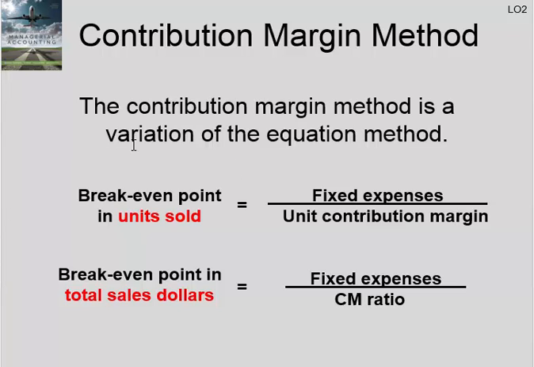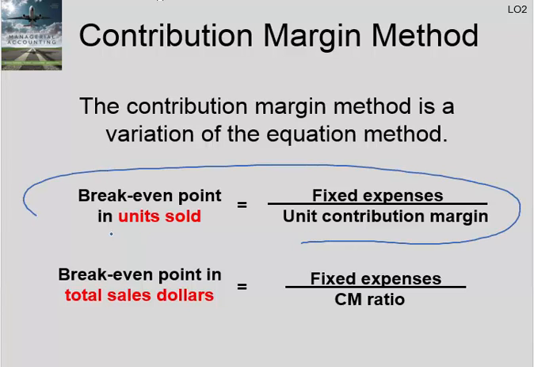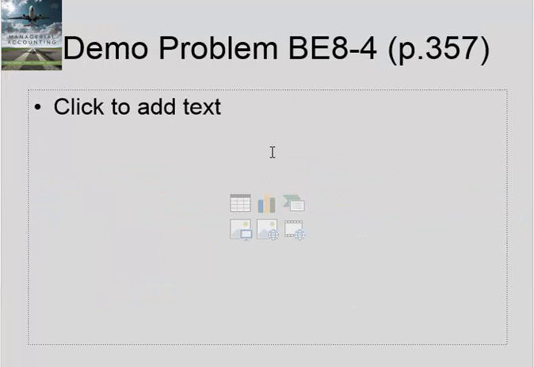And that will give you the number of units for the break-even point. You can also use the contribution margin ratio to get the total sales dollars. Just personal preference, I like that one a little bit. To me, it's a little bit simpler to remember, but whatever works for you. So we're now going to do brief exercise 8-4 to try and solidify some of these concepts.